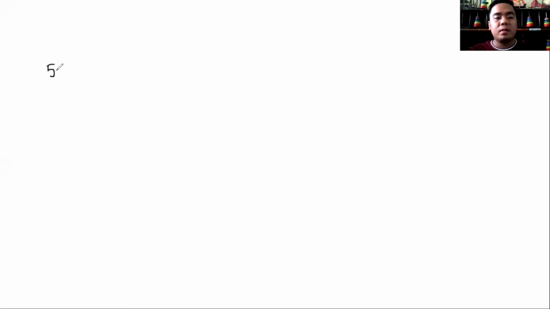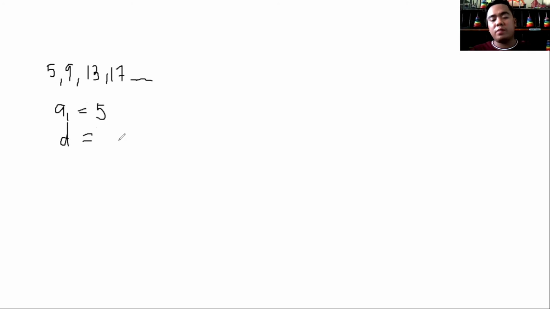5, we have 9, another is 13, 17, and so on. So we are going to get the sum of the first 10 terms. So we have to identify first, what is your a sub 1? So what is your a sub 1 there? We have 5. Easy. Then your common difference. So what is the constant number being added?